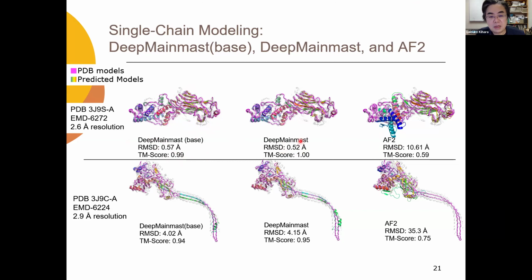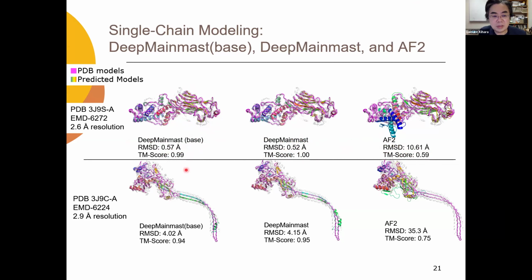DeepMainMast here is the full pipeline, which uses tracing from DeepMainMast and then AlphaFold 2 models. In this case, since tracing is already very good, adding AlphaFold does not make much improvement, just RMSD improved from 0.57 to 0.52.